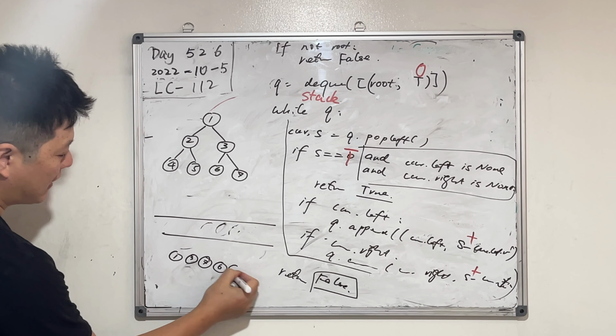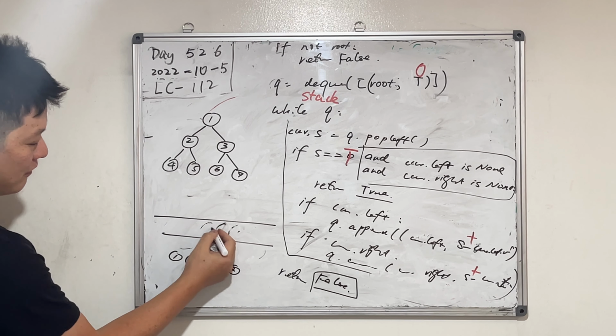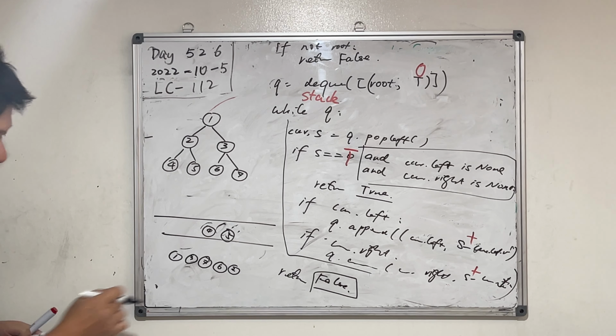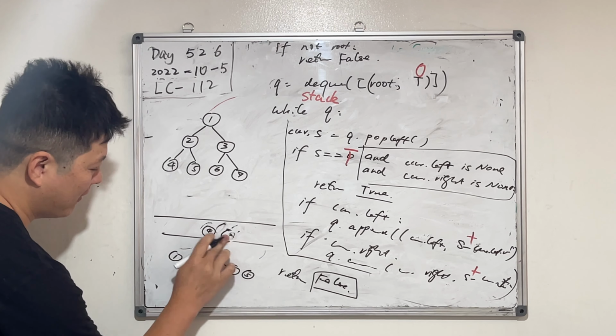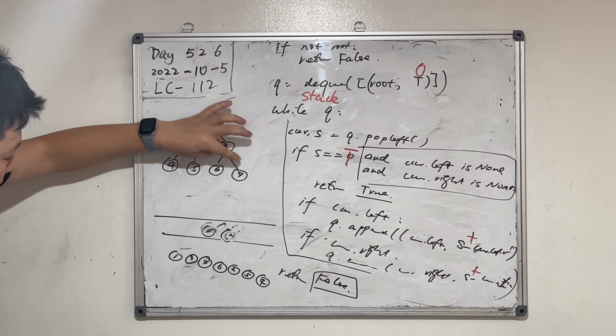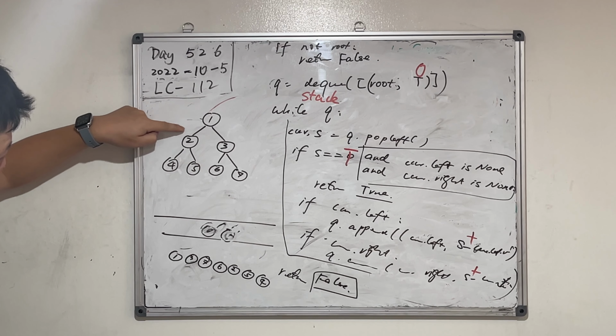2. What are the kids of 2? 4, 5. Okay. What's the next to take out? 5, and then 4, right? Yes. Okay, so what's this order? 1, 3, 7, 6, 2, 5, 4.